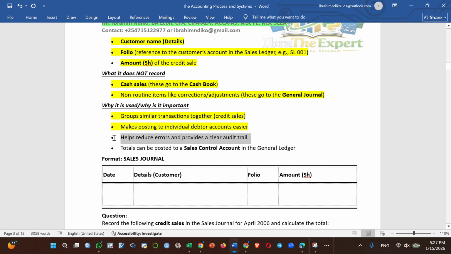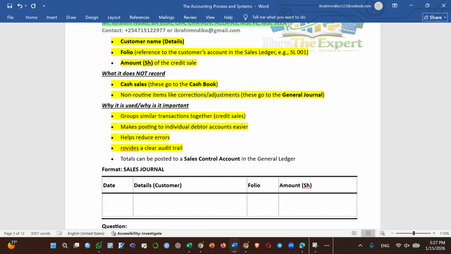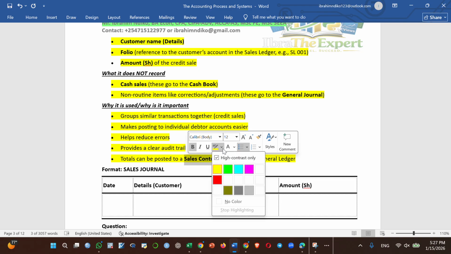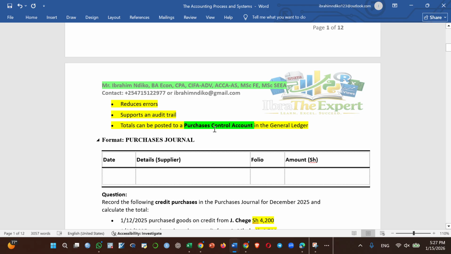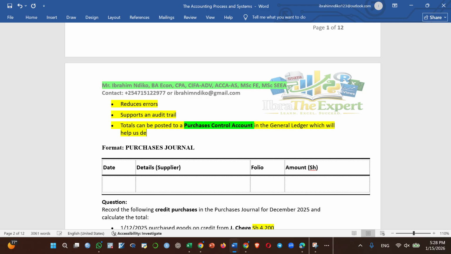Then it assists us in reducing error while posting, and it also assists in the audit trail. So when the auditors are there to audit these accounts, they can easily follow up. And then lastly, it assists us to determine total credit sales from this account, the sales control account. So remember we said the total can be posted to the purchase control account, the general ledger, but we shall do it in another topic, which will help us determine total purchases made on credit.